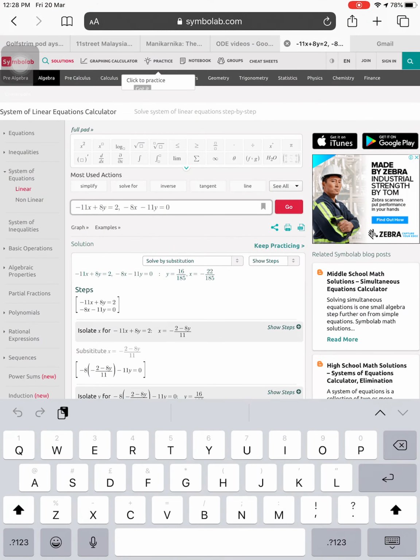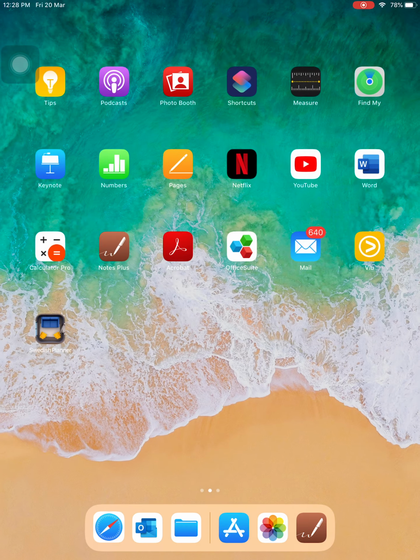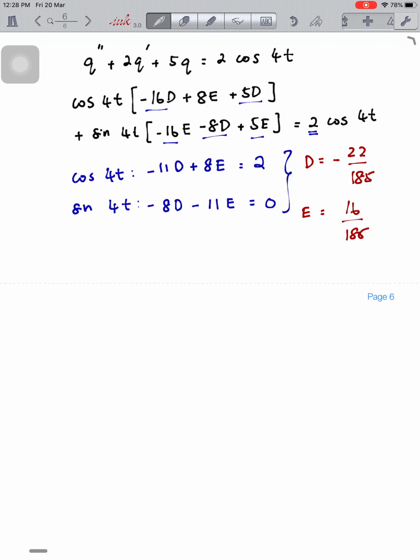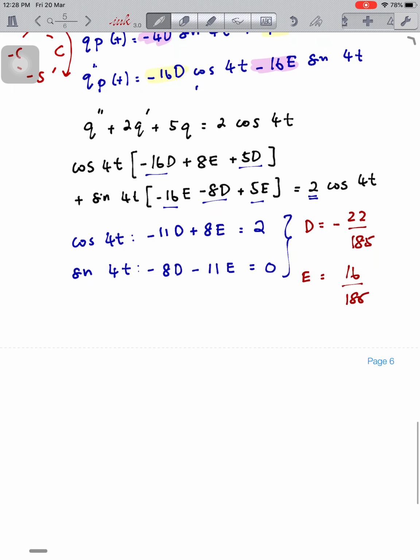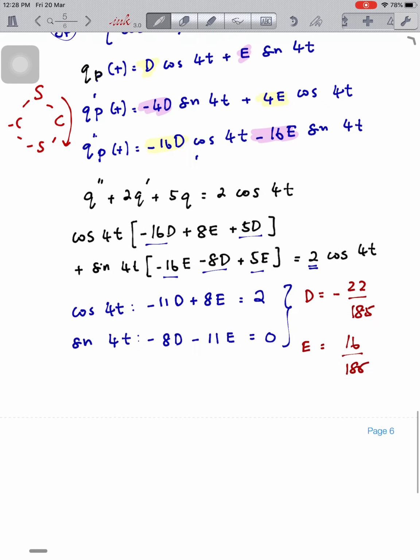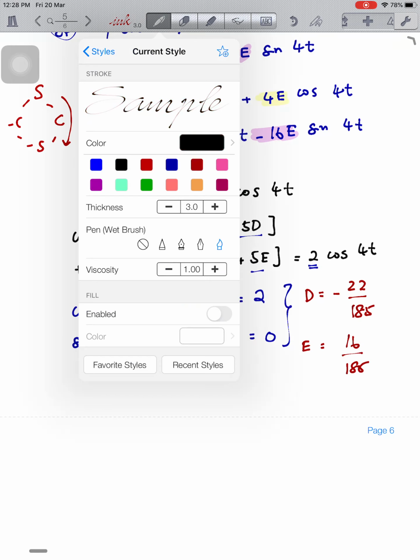Yeah, negative 22 over 185 and 16 over 185. Okay, so now that we have all these values, I can substitute into my YP and write down my solution, my whole solution basically. So I can write that.